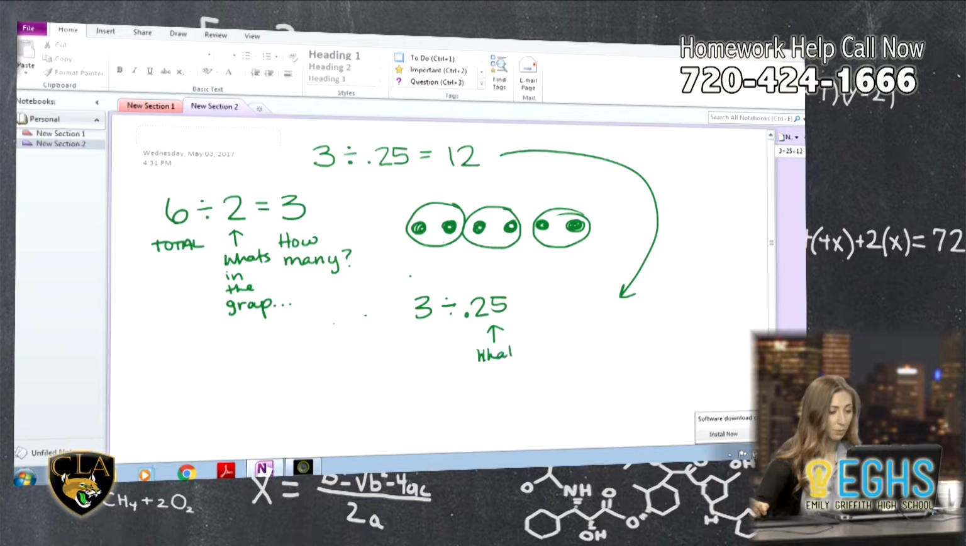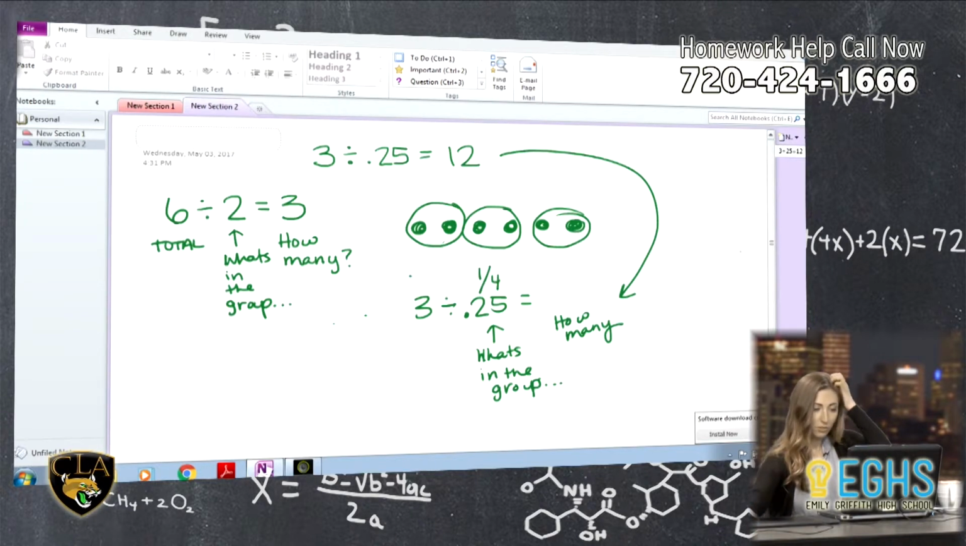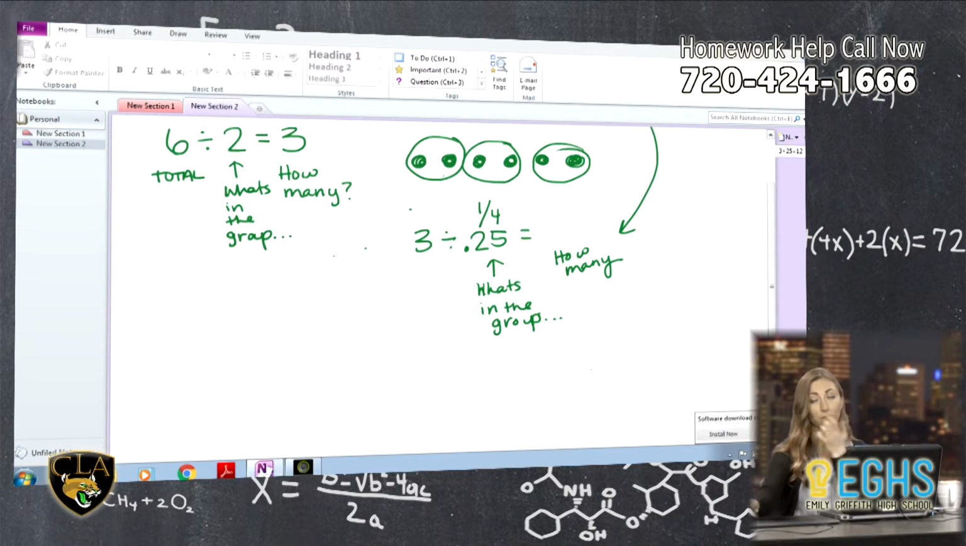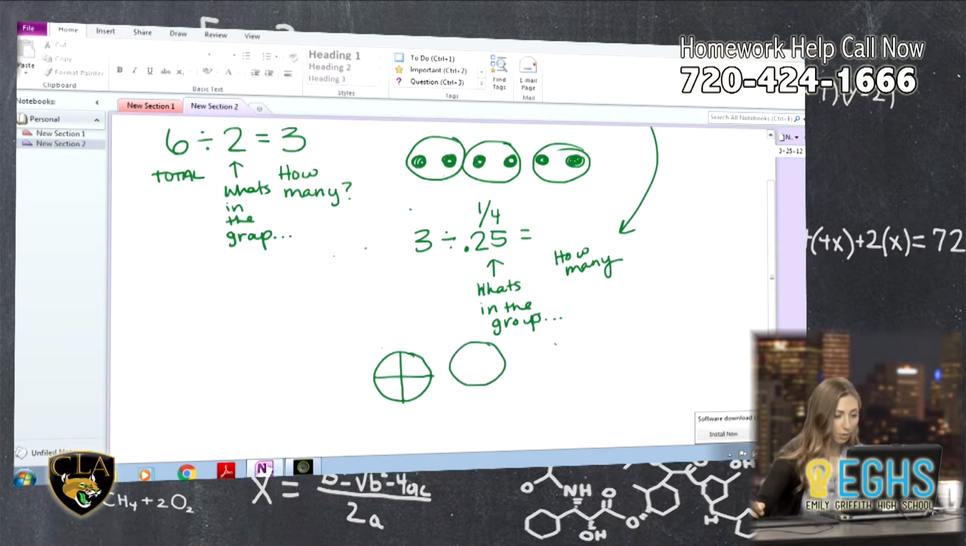this is what's in the group, can we make from that? So how many of them? So if we were to draw this out visually, if you think about 0.25, I'm going to do this as a fraction just to show you visually some fractions. So this is the same as 1/4. 0.25 is 1/4. So if I took 3 and I'm dividing it, so I'm starting with 3.